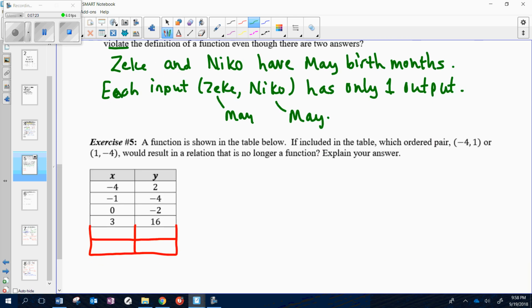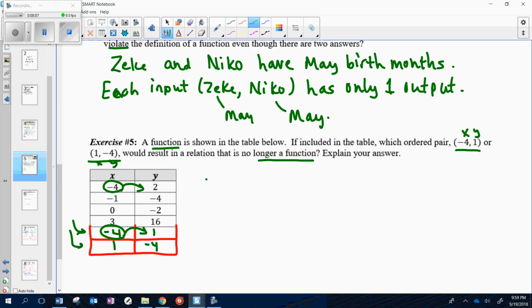And finally, exercise 5. A function is shown in the table below. Tells me it's a function. If included in the table, which ordered pair, -4, 1 or 1, -4, would result in a relation that is no longer a function. So I added on to the table, and I thought if I put -4, 1 in the table, then -4 would have 2 different outputs, and it would no longer be a function. If I put 1, -4, 1 is not already in here, so that would remain a function.